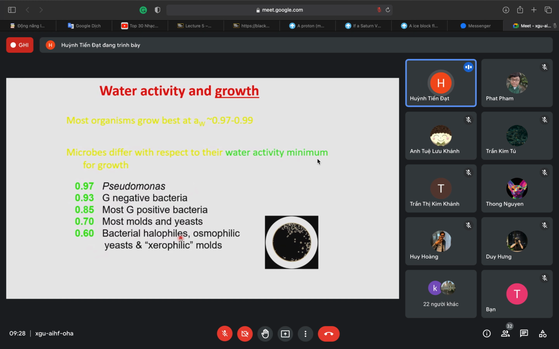Halophilic bacteria, the salt lovers. Halophil means they love salts, okay? Or the osmophilic yeasts and saccharophilic molds. These can tolerate very low water activity, around 0.6. Less than this, almost no growth.